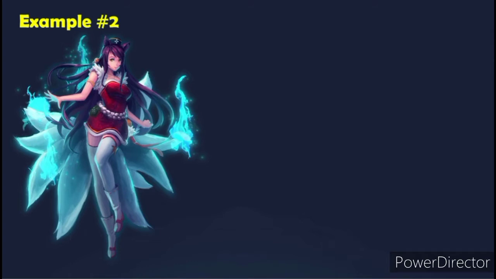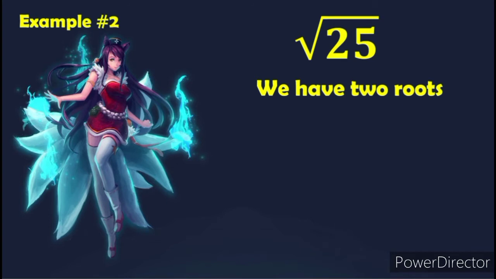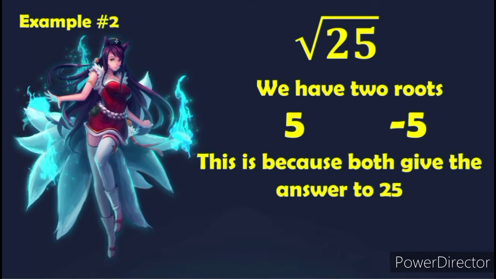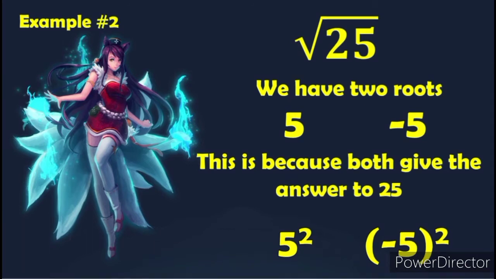Example number 2. What is the square root of 25? We have two roots. We have positive 5 and we have negative 5. This is because both give the answer of 25. 5 squared or 5 times 5 is equals to 25, while negative 5 squared is also equals to 25.